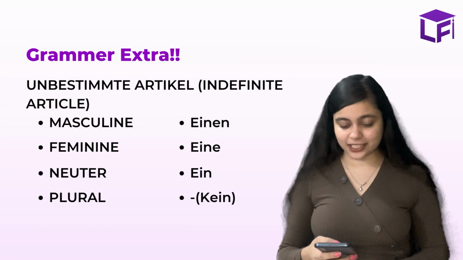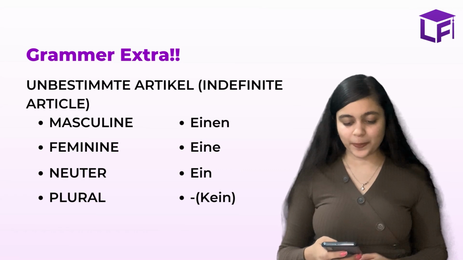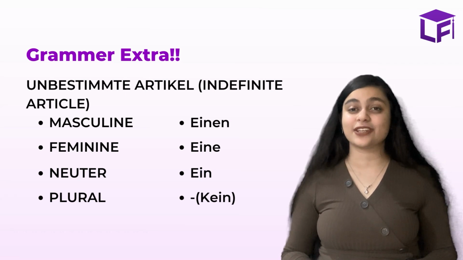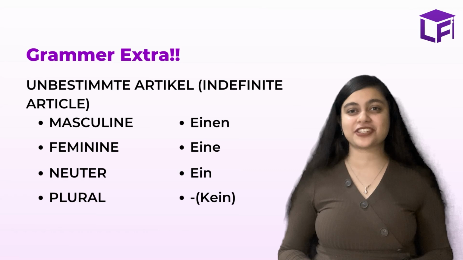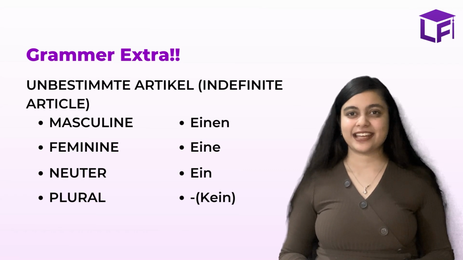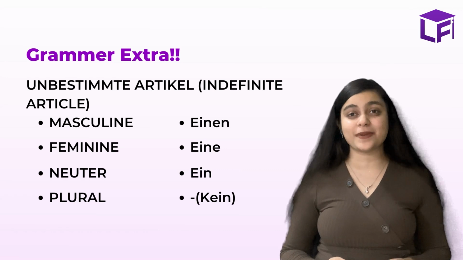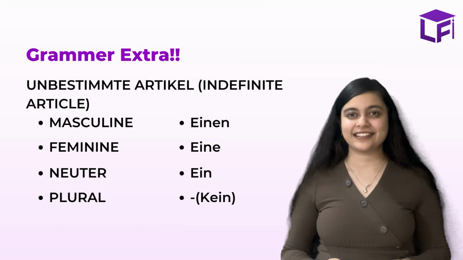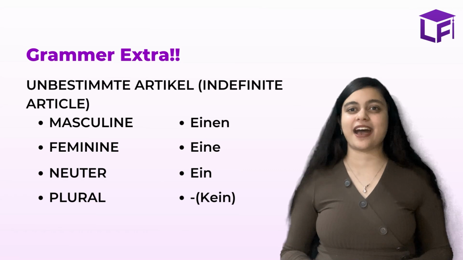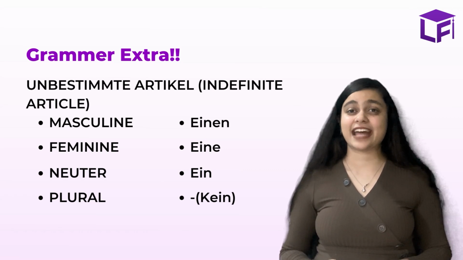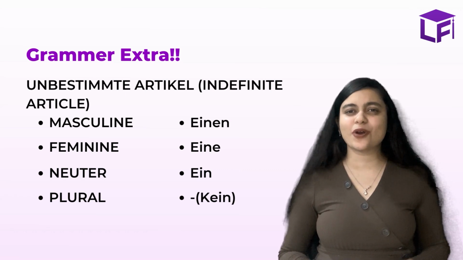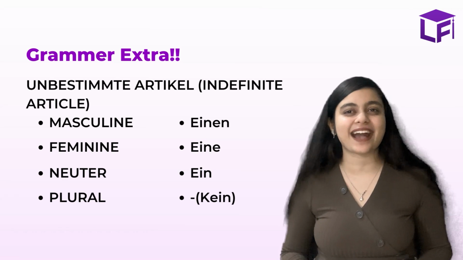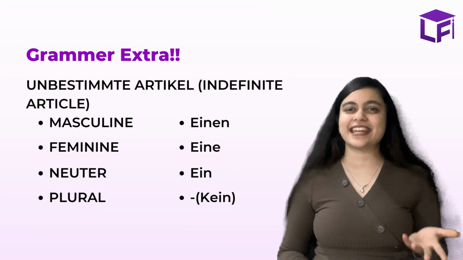The masculine article for this is einen. So, einen becomes your masculine unbestimmte article. Then your feminine article for unbestimmter accusative case becomes eine. For neuter, the article becomes ein. And since it means one, there is no plural, correct? How can one be plural? But instead, for plural, we use keine, which also means none.